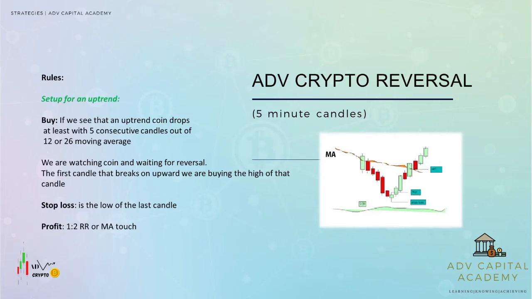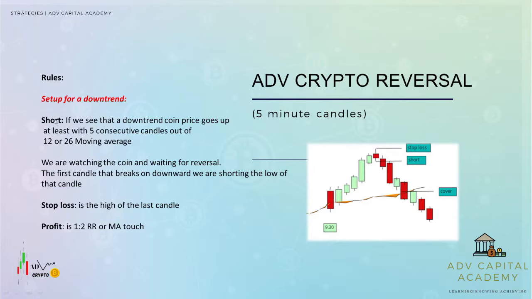Rules. Setup for an uptrend, buy. If we see that an uptrend coin drops at least 5 consecutive candles out of the 12 or 26 moving average, we are watching the coin and waiting for reversal. The first candle that breaks upward, we are buying the high of that candle. Stop loss is the low of the last candle. Profit is 1 to 2 risk to reward or the touch of the moving average.